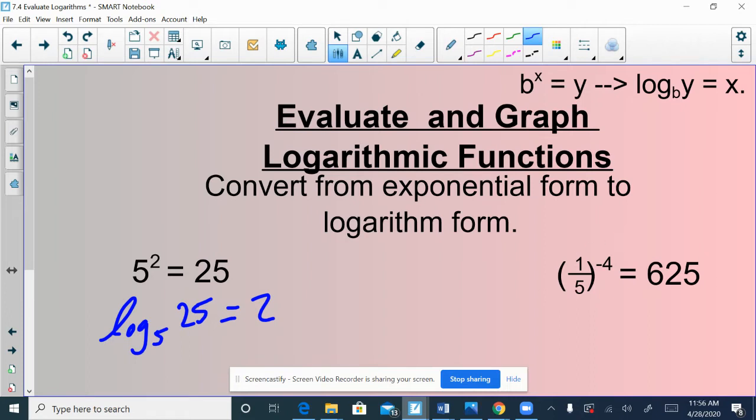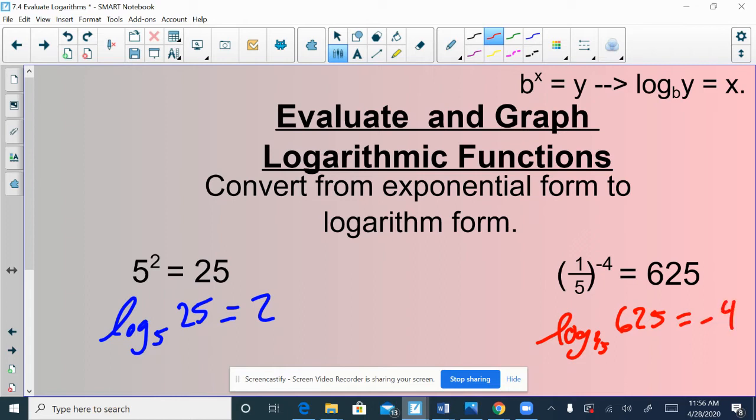We can do that again, even if it's a little bit more complicated. 1/5 to the negative fourth power is 625. You could verify that with a calculator. We should also be able to convert this into log form. Let's try a different color. The base of your log, or the base of the exponent, is going to be the same as the base of the log. So log base 1/5. The thing on the other side of the equal sign is going to be your full size number. So log base 1/5 of 625 is equal to -4.